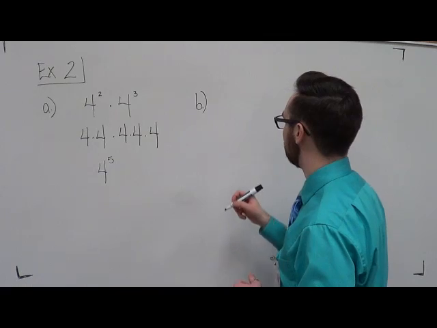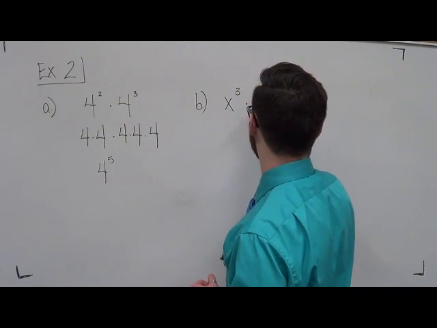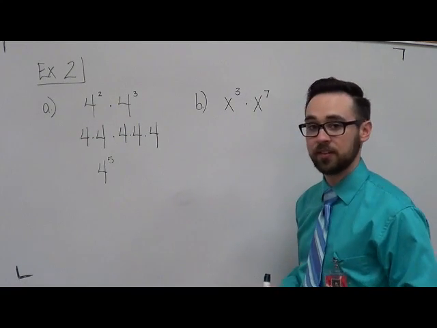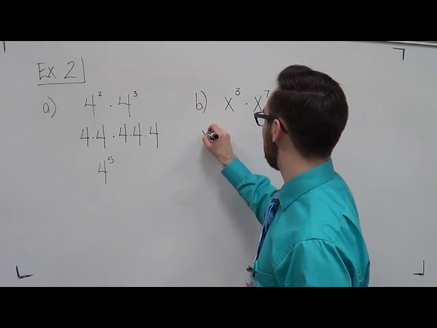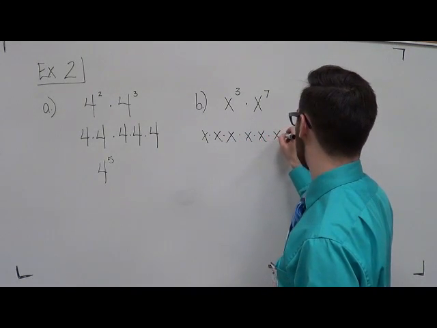Same thing happens for variables. If I have x cubed times x to the 7th, what this means is I have x times x times x, and then we have 7 more.